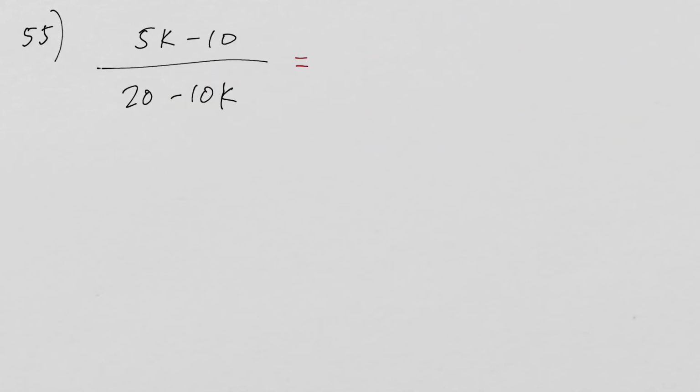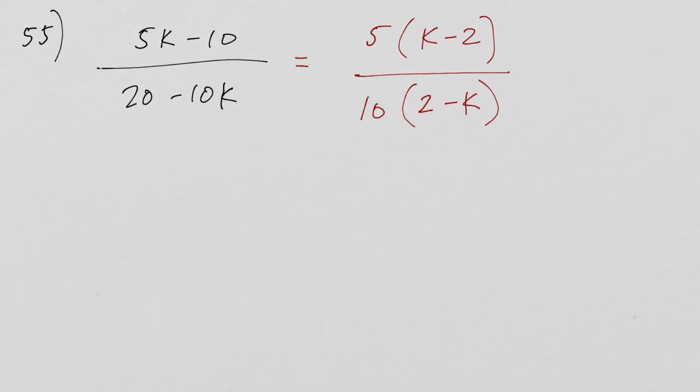Okay, I'm going to factor out a 5 in the numerator, and I'll be left with k minus 2. In the denominator, I'm going to factor out a 10, and I'll be left with 2 minus k. So the first thing, notice I can cancel these as long as I introduce a negative sign. And then I cancel the 5 and the 10. This goes into this twice, so I'm going to end up with -1 over 2.